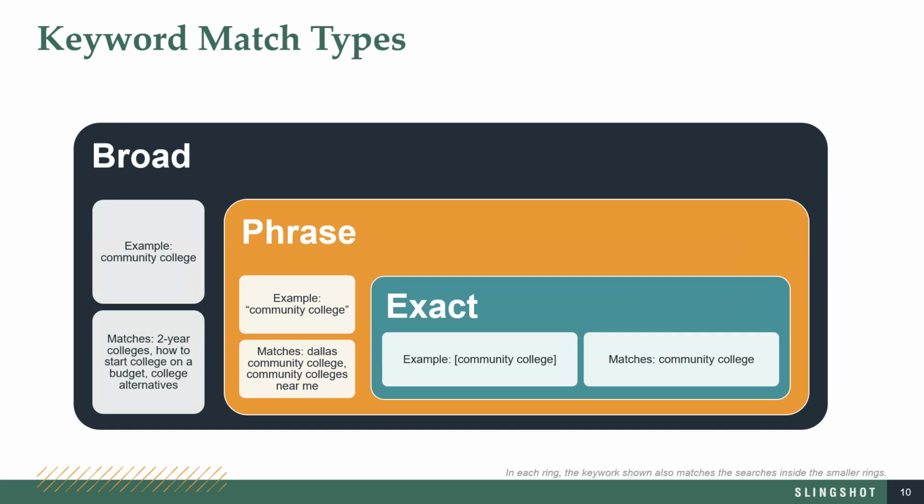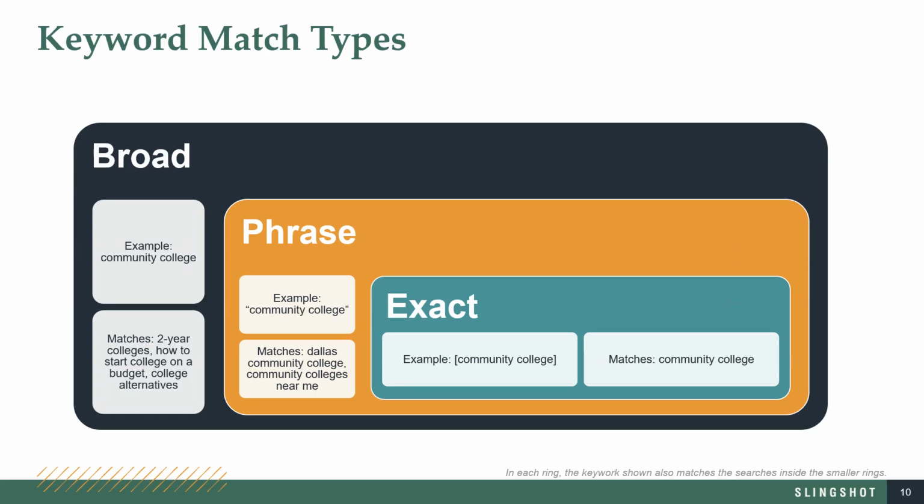Another example is that it doesn't seem to care about word order. A good example is the huge difference between a community college and a college community. So it's very important to pay attention to which match types you use and what kind of traffic you're driving. Phrase match keeps it in the same order, but it can still include additional things. For example, community college would also match Dallas Community College or community colleges near me. So it can add additional terms to that search phrase.